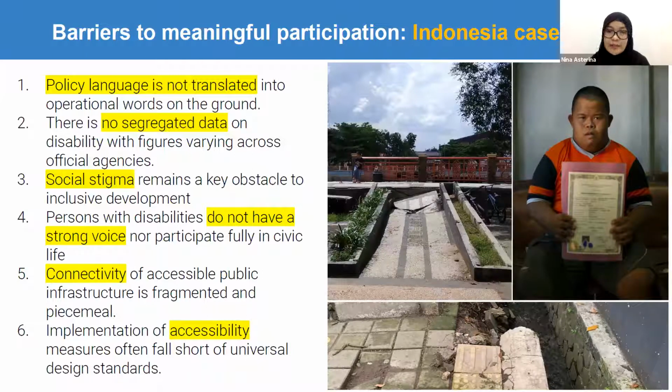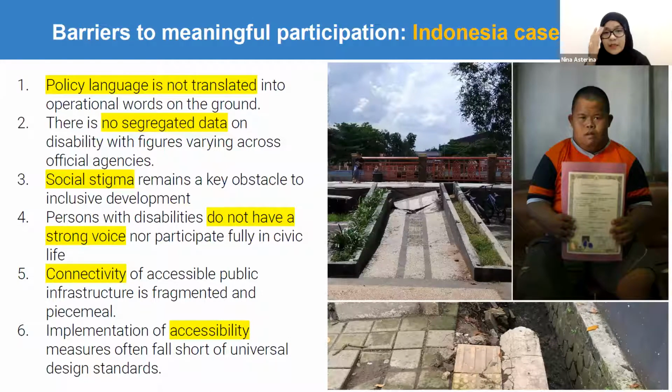And then the third one is the social stigma, which remains a key obstacle to inclusive development. Like Dr. Abs shared with us, some people with disabilities are stigmatized as not having good skills or a good intellect to be engaged more in participation in social life. And then the fourth one is that persons with disabilities do not have a strong voice nor participate fully in the civic life. Because those stigmatizations hinder them, they are limited in the social aspects of people.